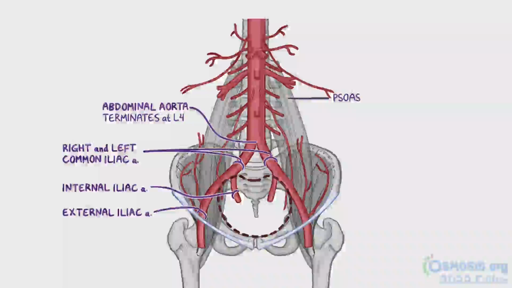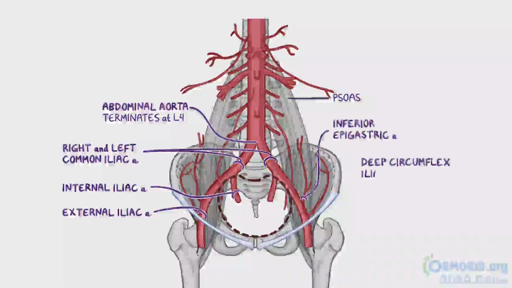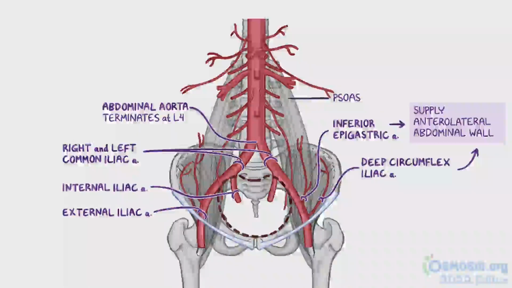The external iliac arteries follow the iliopsoas muscle. Before leaving the abdomen, the external iliac arteries give rise to the inferior epigastric arteries and deep circumflex iliac arteries, which supply the anterolateral abdominal wall. The internal iliac artery passes medially over the pelvic brim and descends into the pelvic cavity to supply various structures of the pelvis.